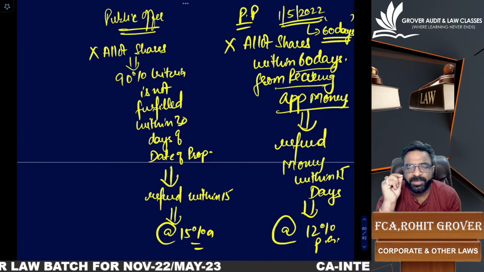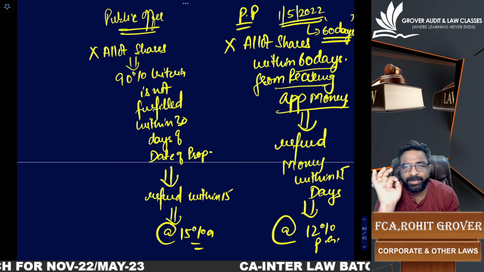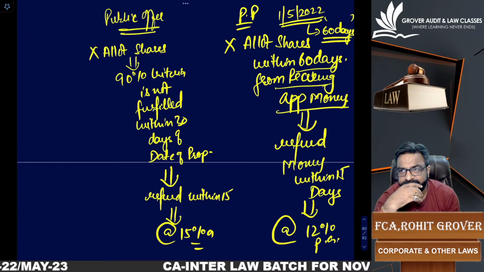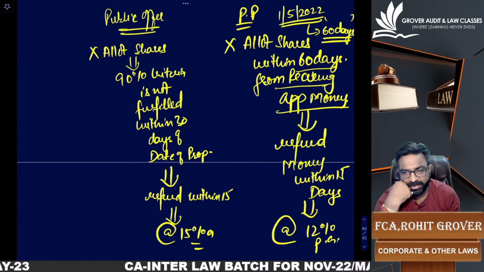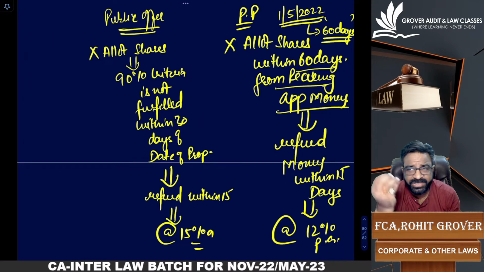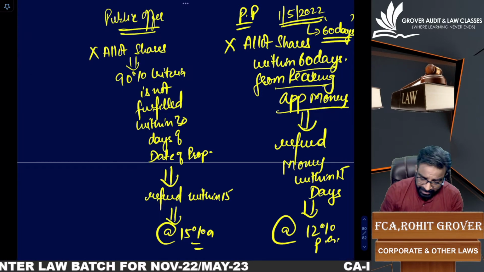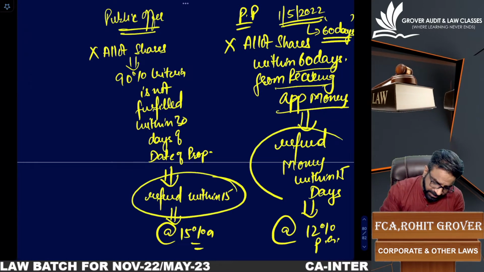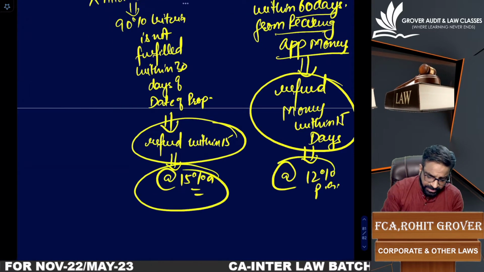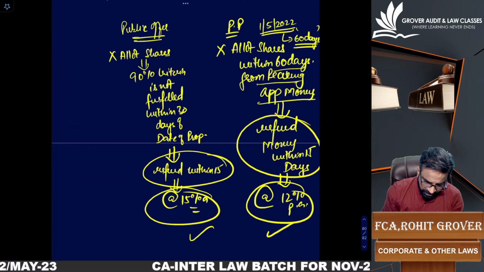So in the public offer, what was the reason we were refunding? The reason was we were unable to meet the 90% criteria within 30 days of the date of prospectus. Here, what is the reason we are refunding the money? Non-allotment of shares within 60 days from the receipt of application money. In both cases, we are refunding within how many days? 30 days, 15 days, right or not? And in both cases, interest penalty, how much? Here 15%, here 12%. I hope all of you understood the difference between both.